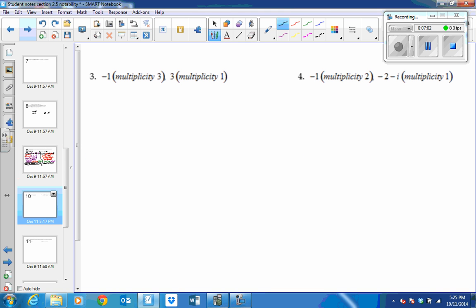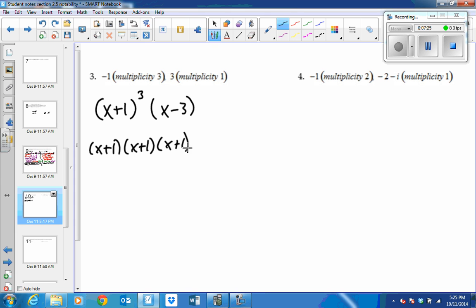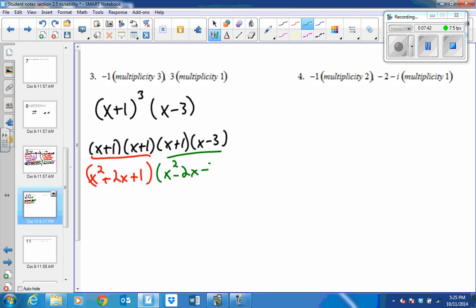Now we want negative 1 of multiplicity 3. So what that means is that x plus 1 is our factor, and it's of multiplicity 3. And then we have 3 of multiplicity 1. So that's just x minus 3. If I write it all out, we have x plus 1 times x plus 1 times x plus 1 times x minus 3. So I'm going to do these two first, and that's going to be x squared plus 2x plus 1. And then I'm going to put these two together, and that's going to be x squared minus 2x minus 3.